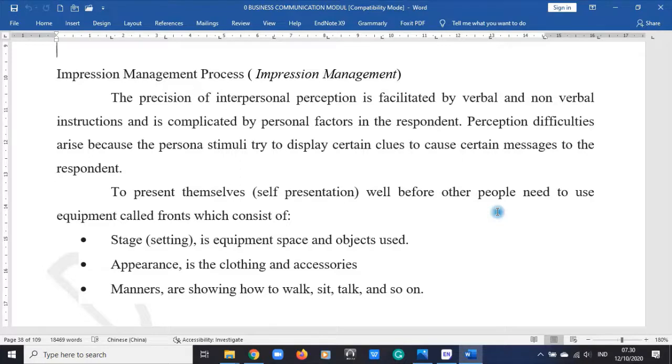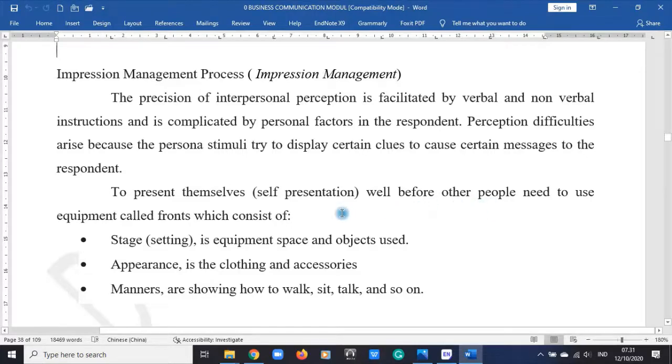Today I want to share with you the impression management process. How we can look good in front of other people. We need to do self-presenting. We need to self-present well by using three tools here.